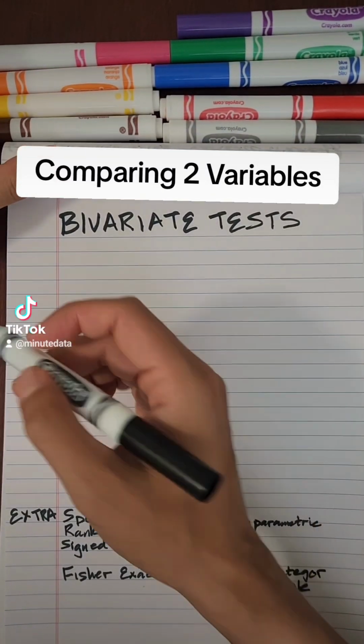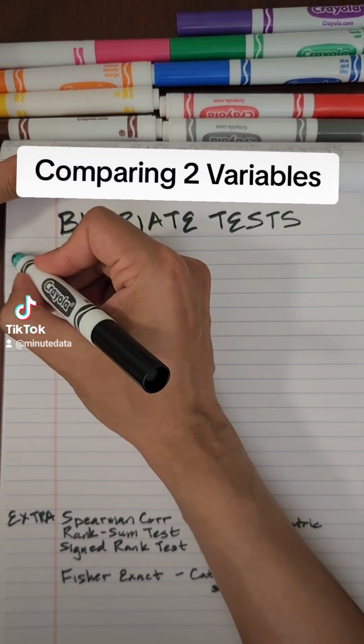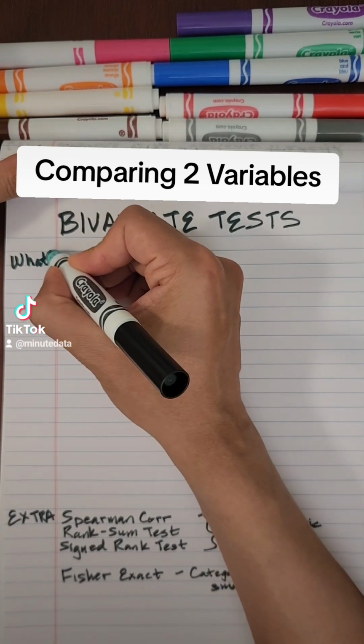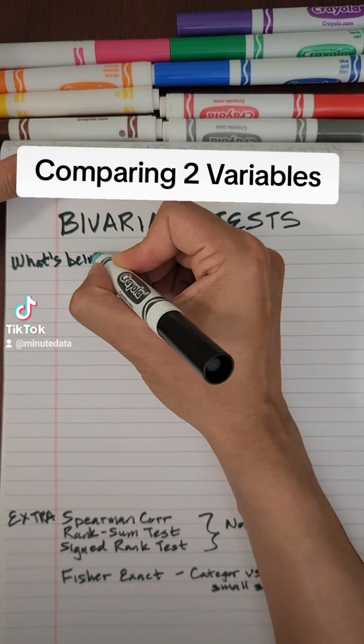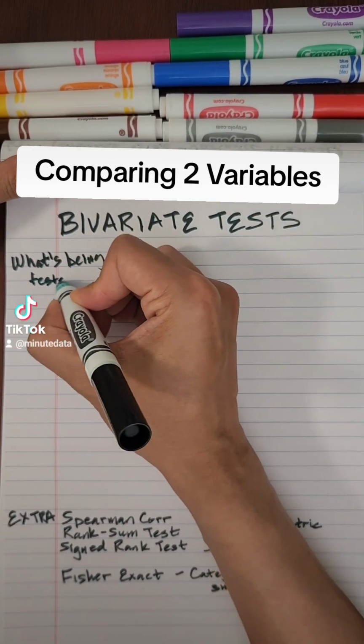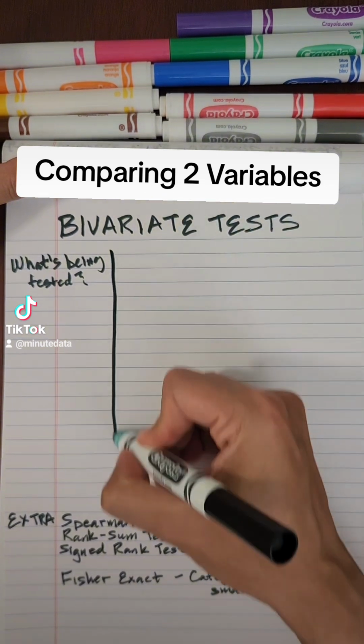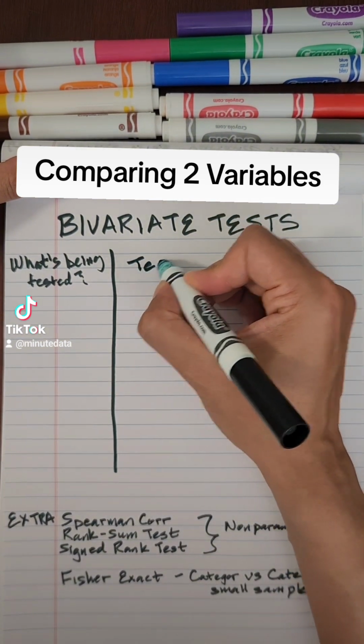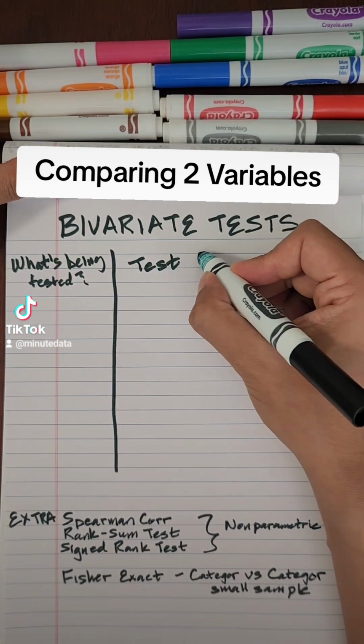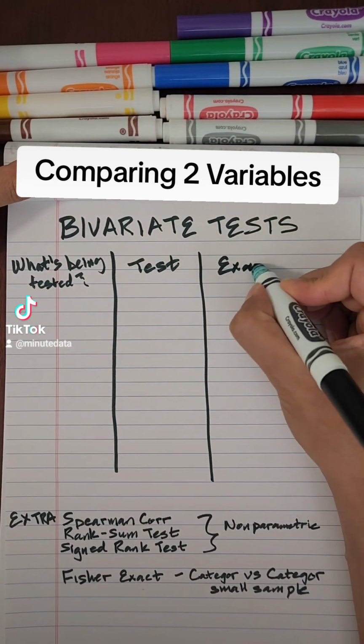Let's take a look at different bivariate tests where we're looking at the relationship between two variables. Let's look at a couple of factors, what's being tested, and then let's mention the test itself. And let's give an example.